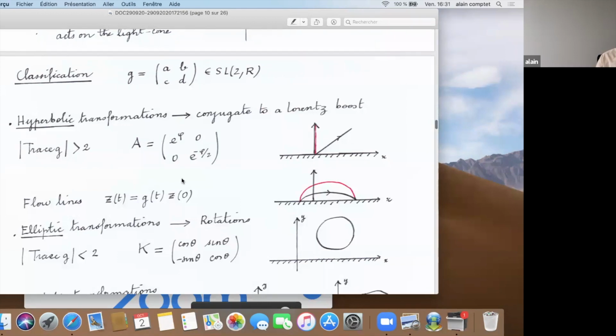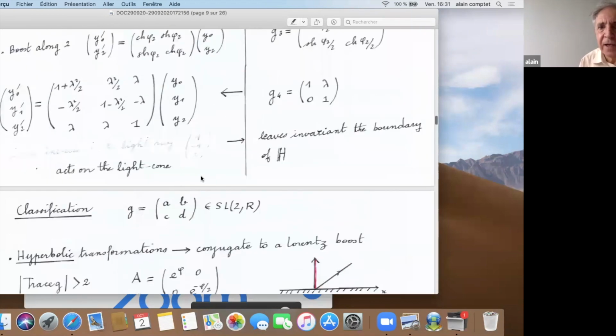Alain, there is a question here. Yes, so I was wondering if it was easy to see that the Möbius transformation's action on Z is linear. Ah, okay, this one.